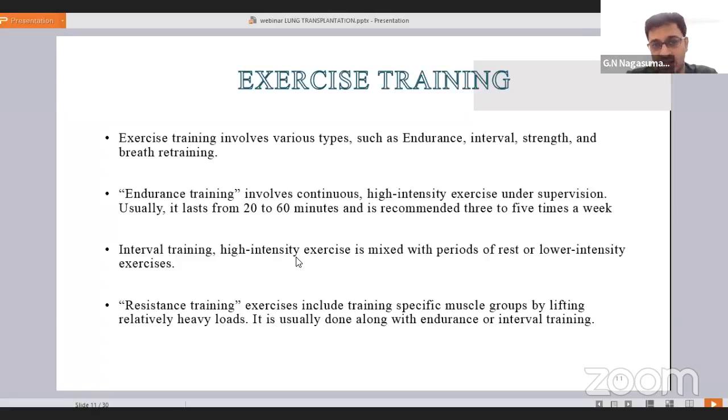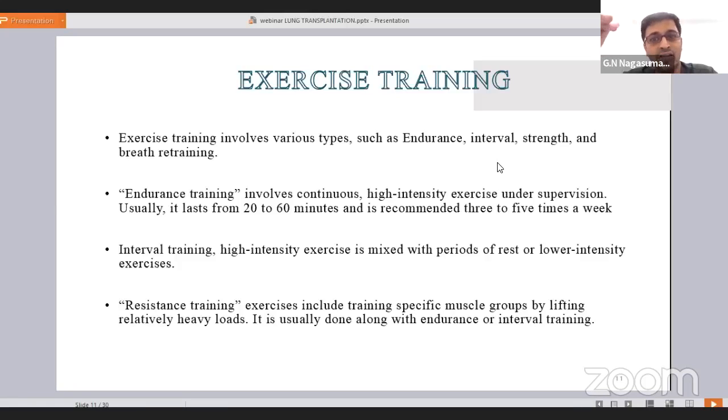Directly, we can't go to 60 minutes. Definitely, we need to start at 20 minutes and gradually progress. We can progress till 60 minutes. So in endurance training, if I get only 35% or 40%, my choice of treatment is not high intensity exercise. My choice of treatment will be low intensity exercise, and that should be under strict supervision.